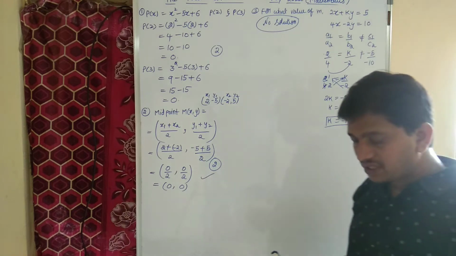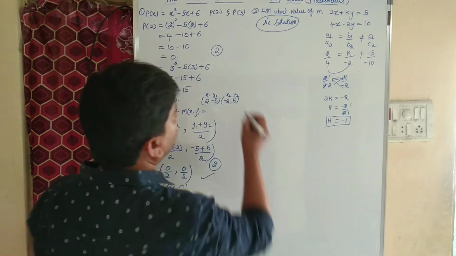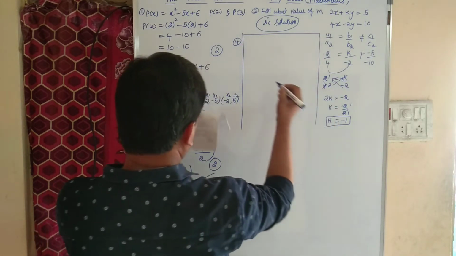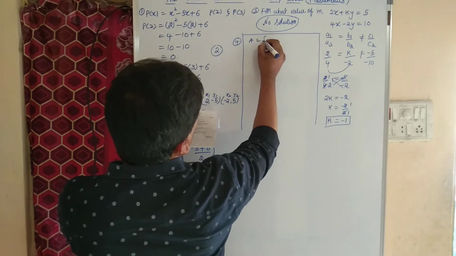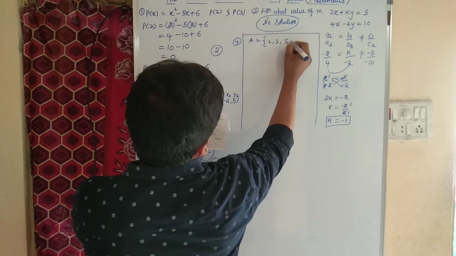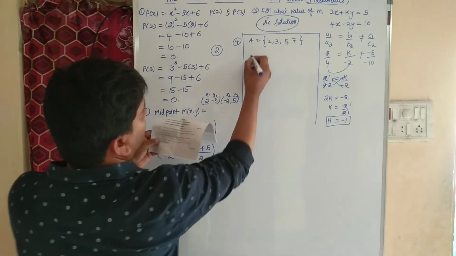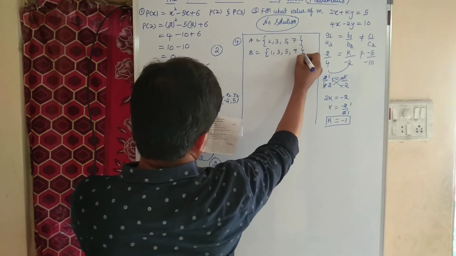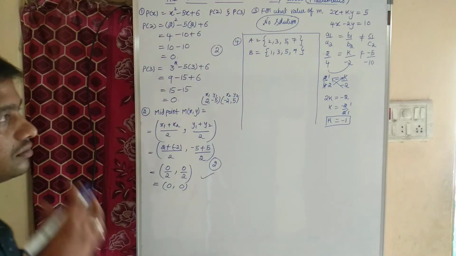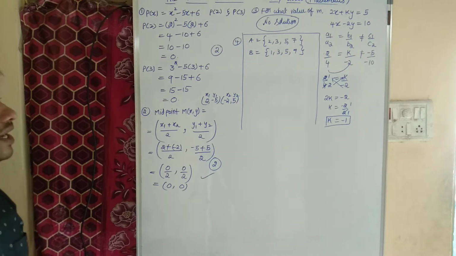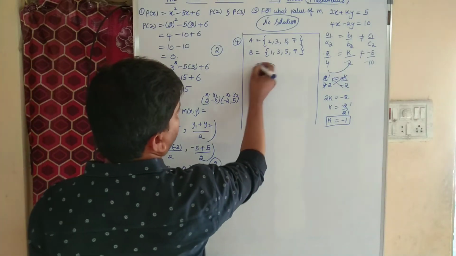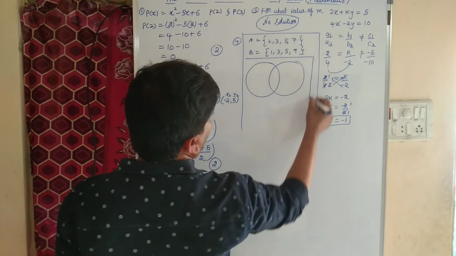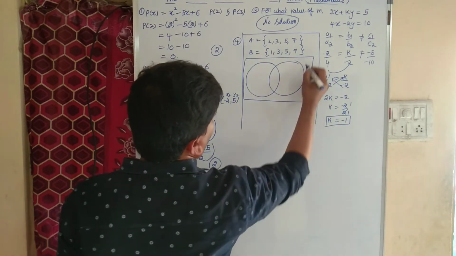Next question, represent sets. Coming to the fourth question, represent set A equal to 2, 3, 5, 7 and set B equal to 1, 3, 5, 7 in a Venn diagram. We need to represent in a Venn diagram, right? This is our A, children. This is our B. We need to put it in a rectangular box.